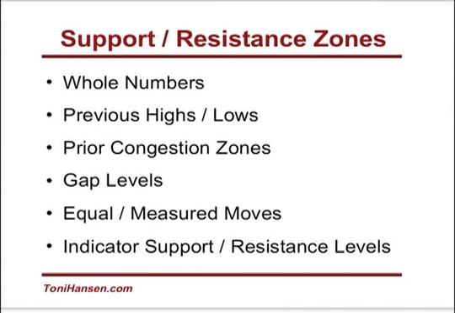And I'll show you some examples of this here in a little bit, because this is one of the best types of support and resistance to use for timing targets on a position. Of course, also indicator support and resistance levels, things such as moving averages or Fibonacci retracement or extension levels, are also going to serve as support or resistance zones.